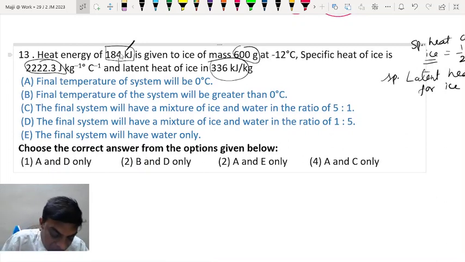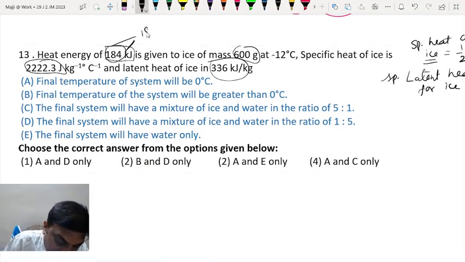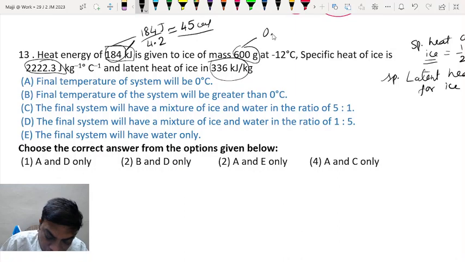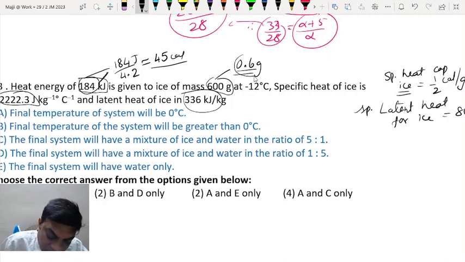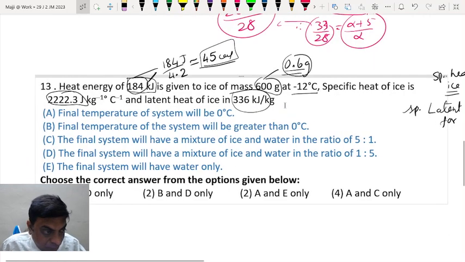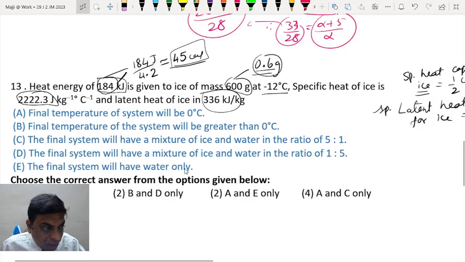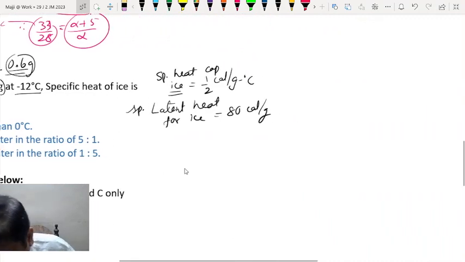That means I'll take this as 184 joule, which I'll convert into calories. Roughly I'll get somewhere around 45 calories. And this I'll take as 0.6 gram, since I had divided by 1,000. So the situation is 0.6 gram of ice at minus 12 degrees Celsius has been given this much amount of heat, and then we should be in a position to predict what will be the consequence.